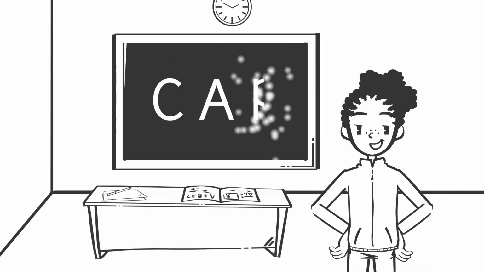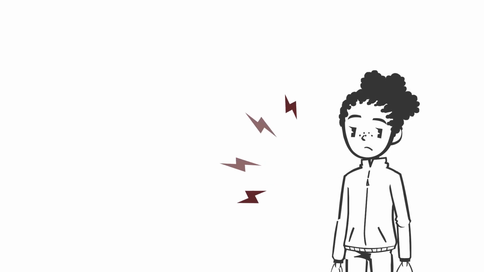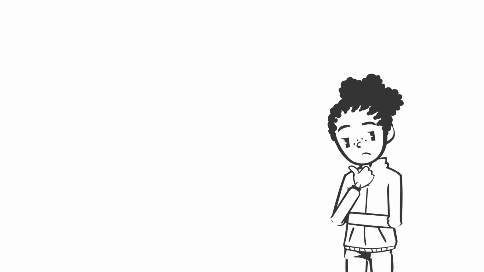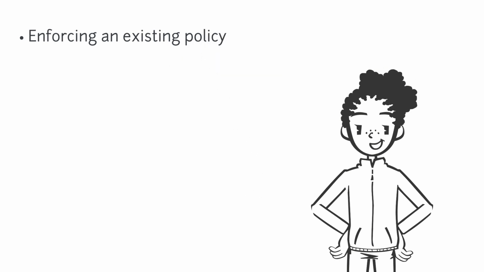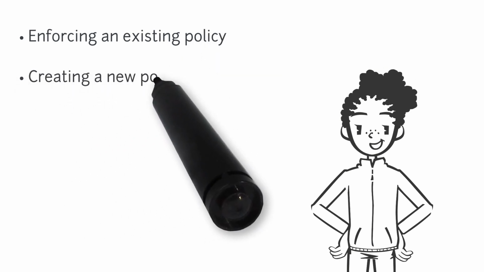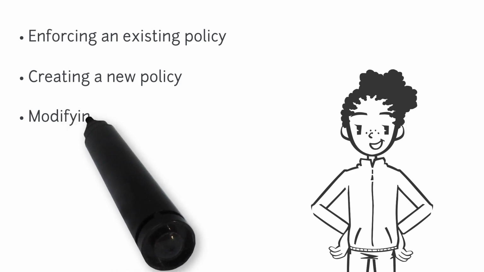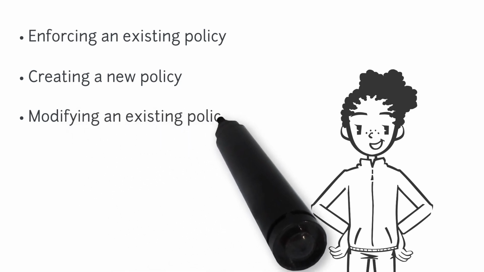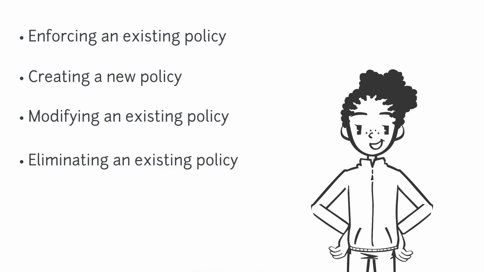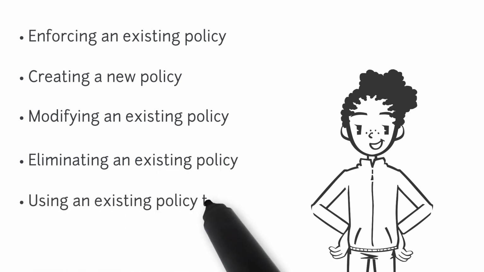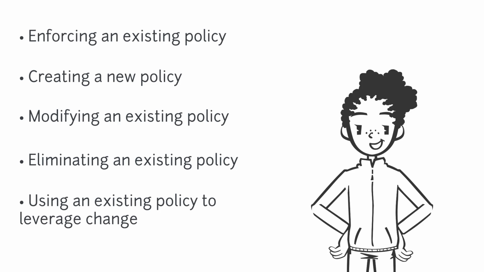Once you've chosen your CAP topic, you will need to connect it to public policy, but you might not know how. There are several ways you can do it. They include enforcing an existing policy, creating a new policy, modifying an existing policy, eliminating an existing policy, or using an existing policy to leverage change.